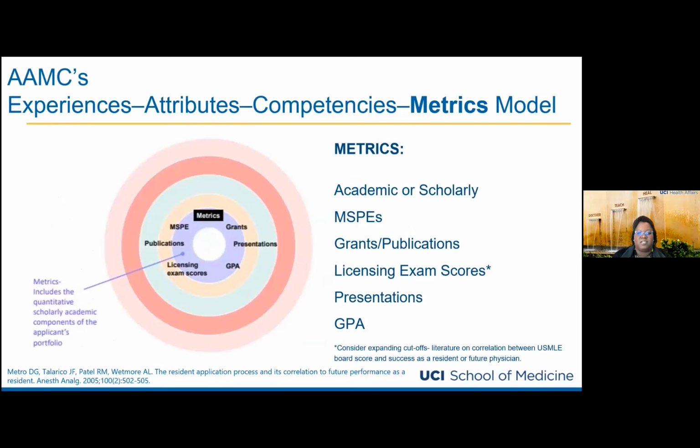And so last but not least, this is the metrics ring, one that we're all very much familiar with at both the UME and GME level. Metrics is that middle core towards excellence here, where we're looking at the quantitative, scholarly and academic components of an individual's application, including their academic performance or scholarly work, whether they've been involved in grants, publications, looking closely at their MSPEs and what those examples look like, and the things that have been highlighted positively in their application.